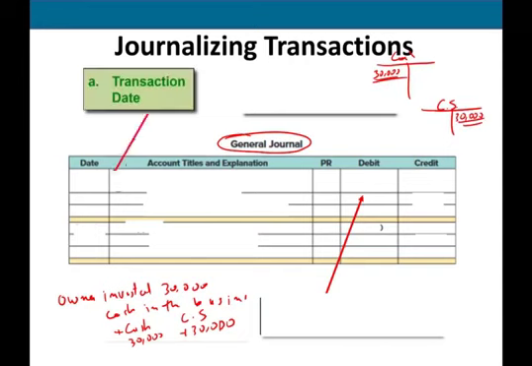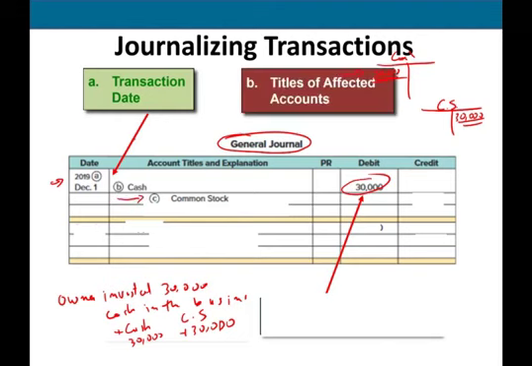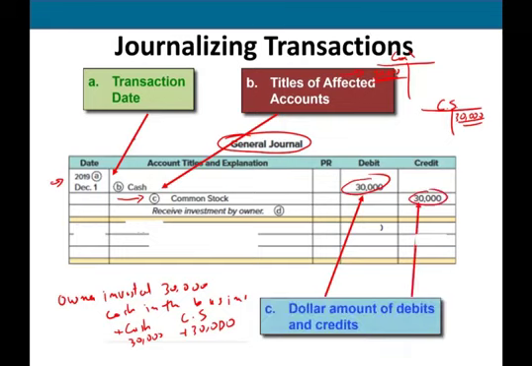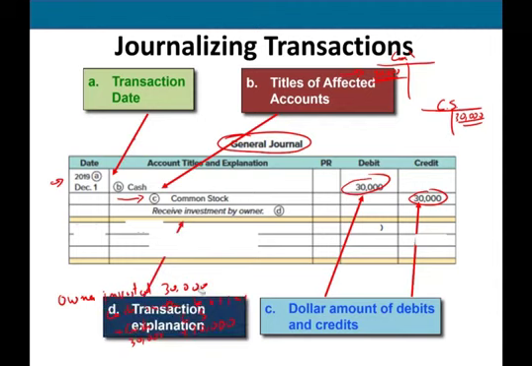The first thing is we post the date in the journal. This transaction took place December 1st. Second, the account that's being debited is listed first. In this transaction, cash is being debited, so cash is listed first: cash debit 30,000. The account that's being credited is listed next, and we indent a little: common stock. Then we put the titles of the accounts, and we credit common stock 30,000. Then we make sure the debits and the credits equal each other. Then we post an explanation: received investment by the owner.